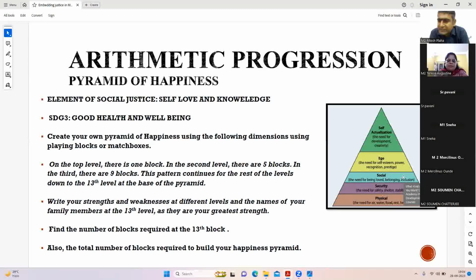Now, on the first block, we'll be giving the student an exercise: you have to self-actualize the need for development and creativity. On the second level, the need for self-esteem, power, recognition, and prestige. On the third level, the need for being loved, belonging, or inclusion.